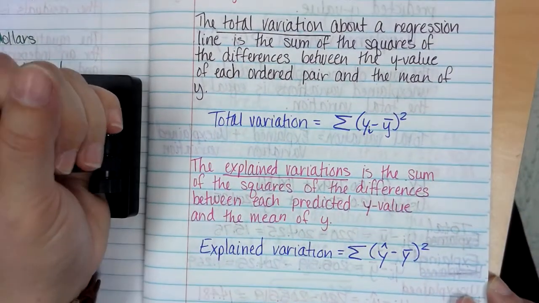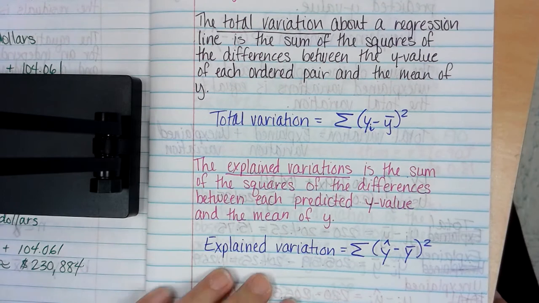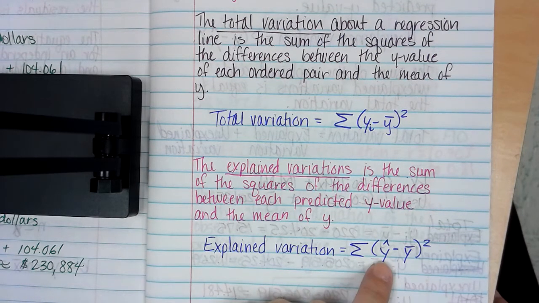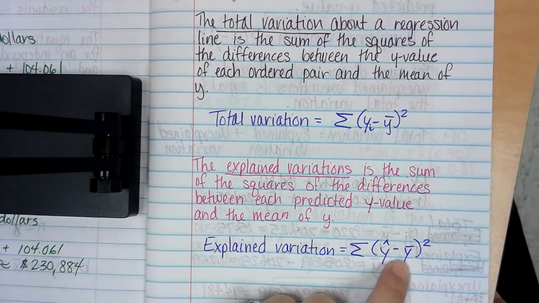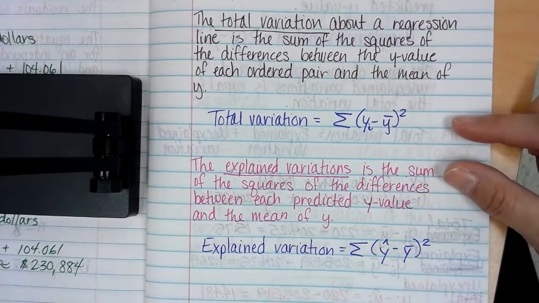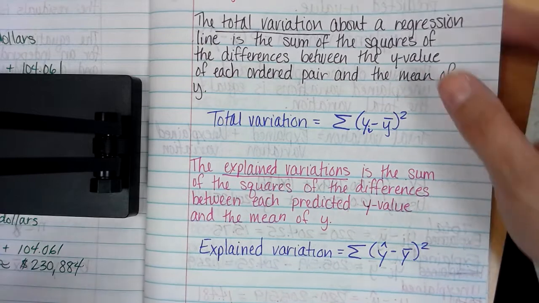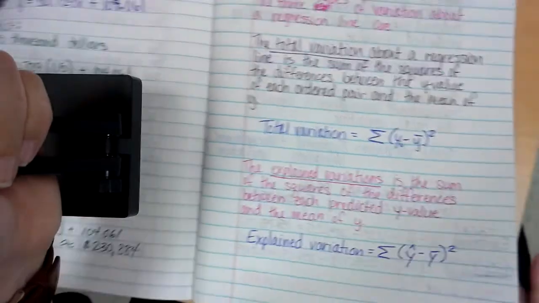The explained variation is the sum of the squares of the differences between the predicted value and the mean. So you pick some random x values, find their equivalent y prediction value using the regression equation you found, subtract off the mean of the original y's, square it, and then add up that column, and that's the explained variation. Variation is the distance from the actual point to where the line is. So we are basically adding up all of those different distances.